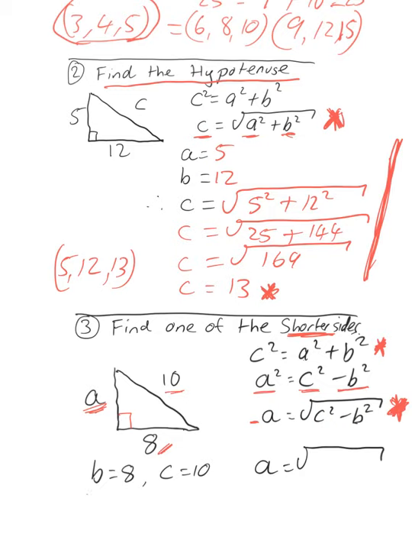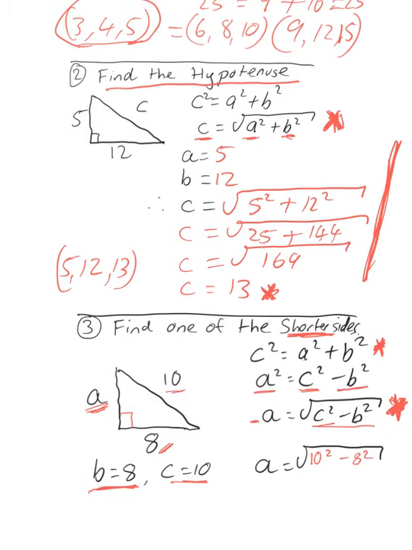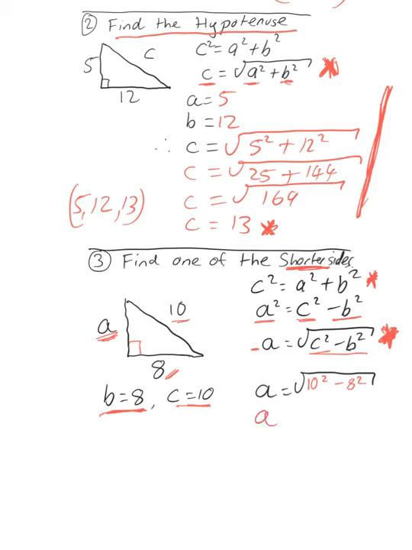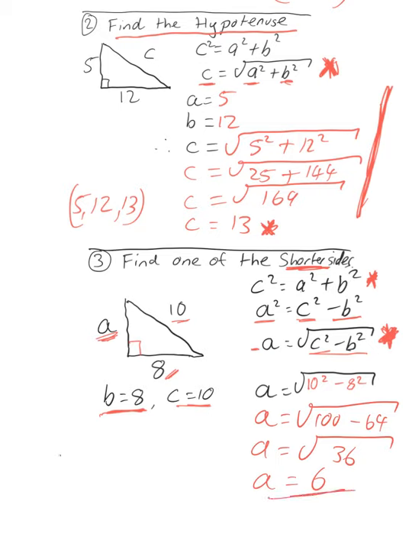Just like we did in example 2, we've got B equals 8, C equals 10, so we put them into the formula. A equals the square root of 10 squared minus 8 squared. A equals the square root of 100 minus 64. A equals the square root of 36. A equals 6. Again, we've just got whole numbers. There's our answer. You might remember above I spoke about multiples of 3, 4, 5, so maybe you already knew the answer before we worked it out.